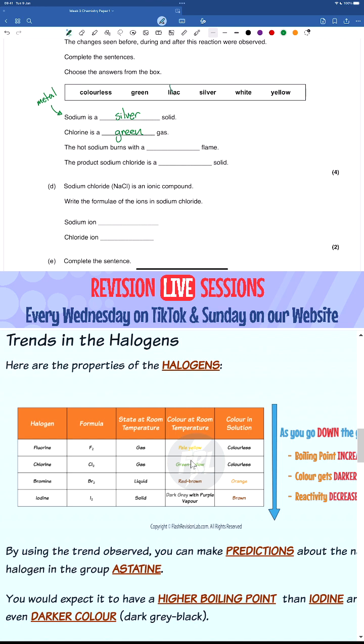Next one. Hot sodium burns with a something flame. Not lilac. Lilac is for potassium. It is yellow. Yep. Not white. White is for magnesium. Magnesium is a bright white light. This is a yellow. Yep.